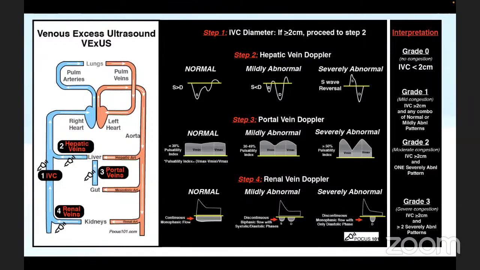Without seeing the IVC, can you go directly to see the portal veins and the renal veins? No, sir. Because step 1 will decide whether the IVC is more than 2 or less. Without step 1, can you go to step 2, 3, 4? No, sir. Not possible.